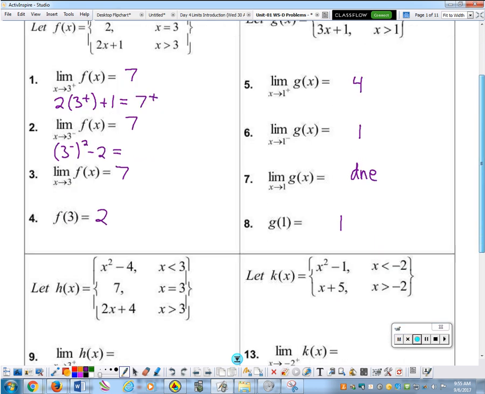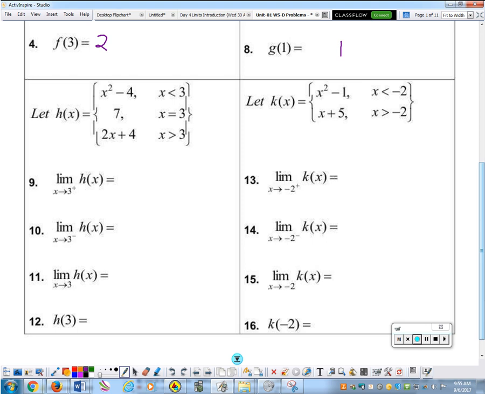Perfect. Next one. Number 9. Number 10: 5. Number 11: does not exist. Number 12: 7. We have a question here. Perfect. 13: 3. 14: 3. 15: 3. 16: undefined.